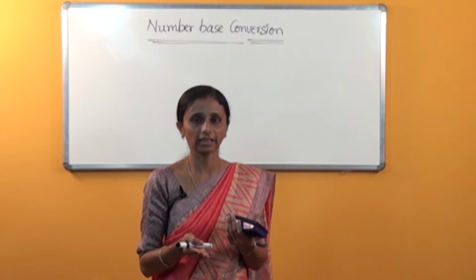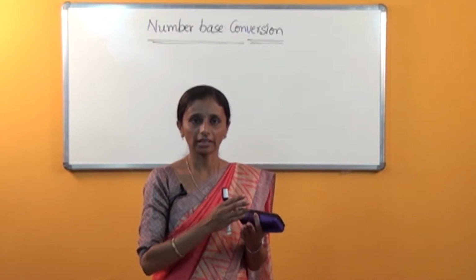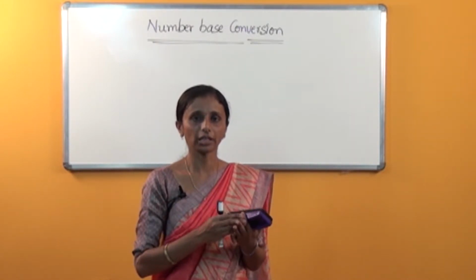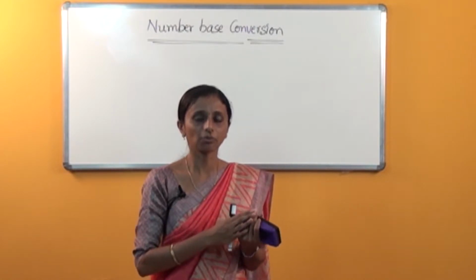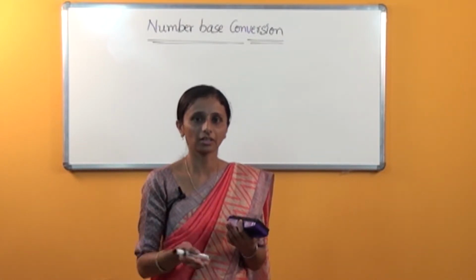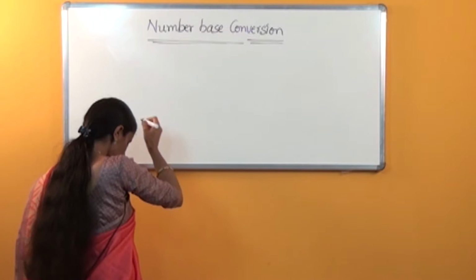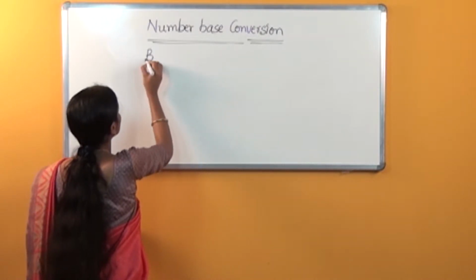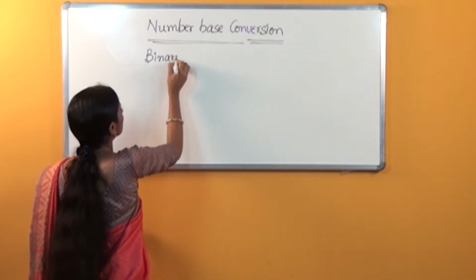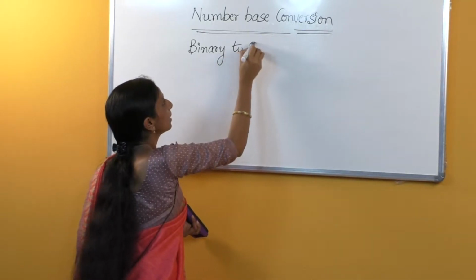There is a possibility of converting a number from binary to decimal, decimal to binary, and similarly binary to octal, binary to hexadecimal, similarly decimal to hexadecimal or decimal to octal. In different ways we can convert. So here we are going to learn in detail regarding this. Let us see the first concept, that is converting a binary number to decimal.